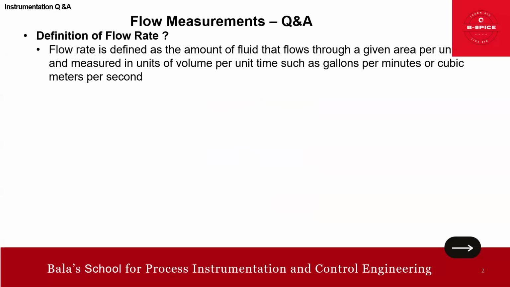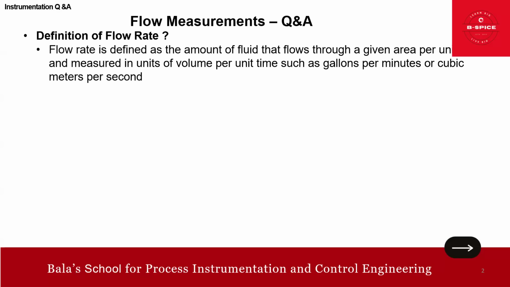It's very interesting, in fact, all these questions. So flow measurement, what is the definition? See, as we all know, flow rate is defined as the amount of fluid that flows through a given area per unit time, and measured in units of volume per unit time, such as gallons per minute or cubic meter per second. So basically, it's defined as the amount of liquid that flows through a given area per unit time, right?